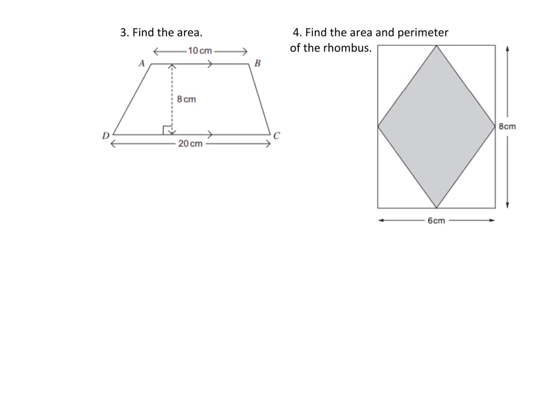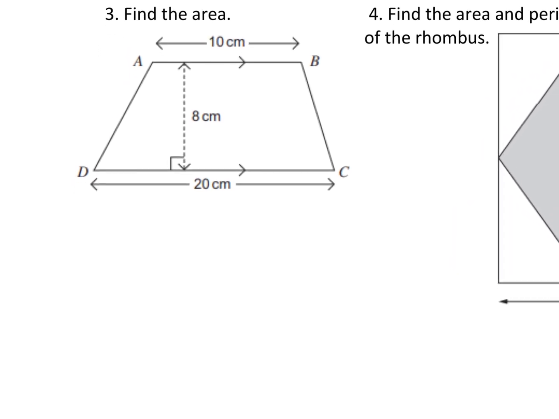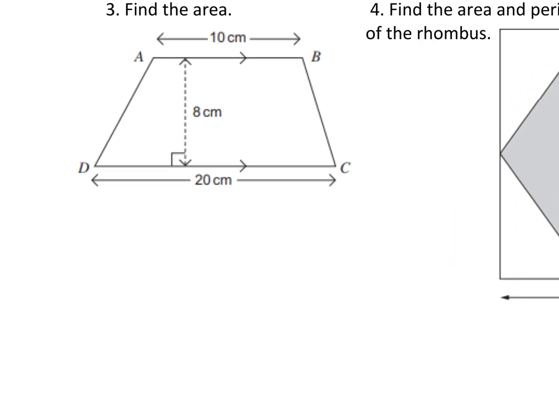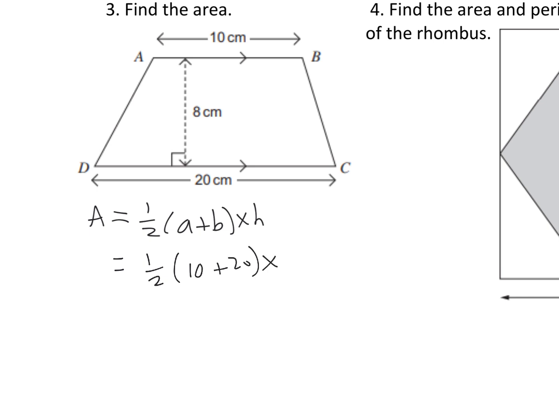Example 3. Here we have a trapezium. So I'll just remind you of the formula for it. It's a half, add the parallel sides, and multiply it by the height. You might not have the multiplied sign in, but that's what it implies when h is beside the bracket. So in this question, if we substitute in the values, a and b are the parallel sides, so 10 and 20, and the height of the trapezium is 8.